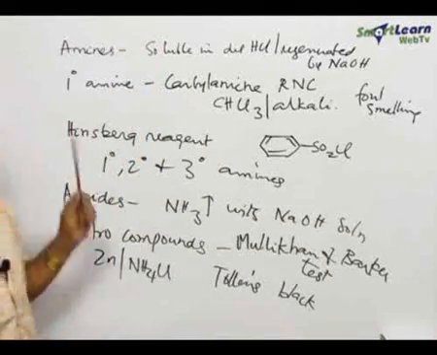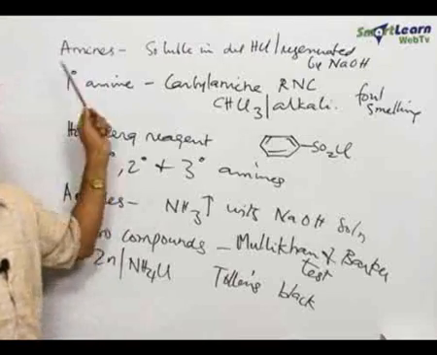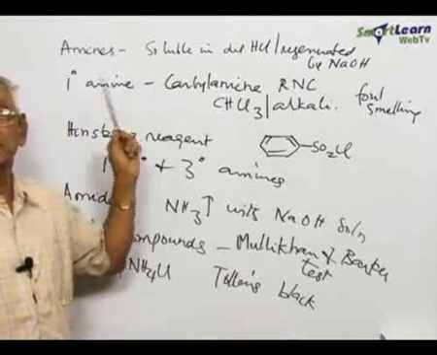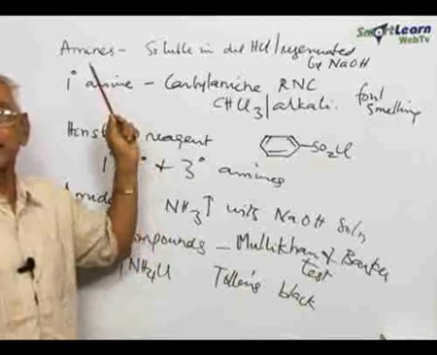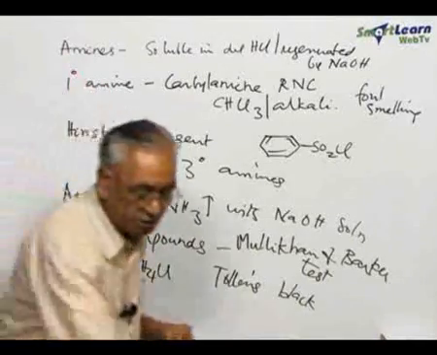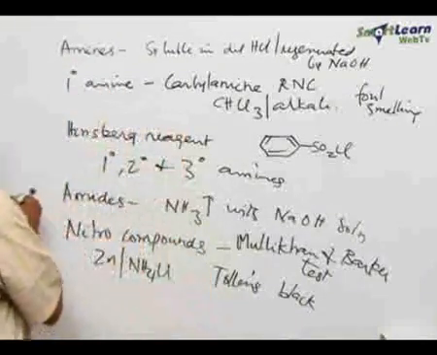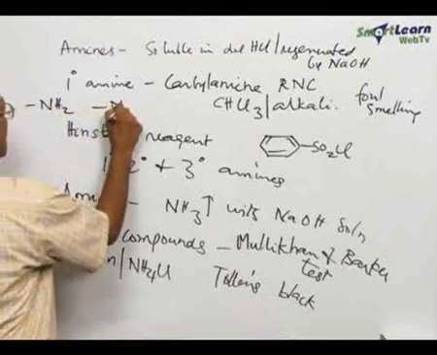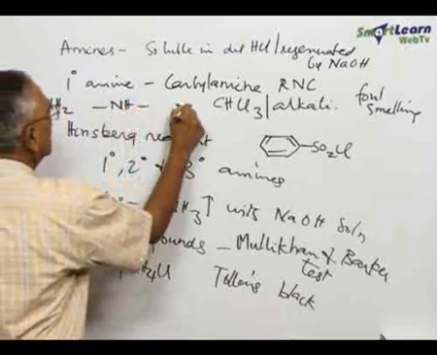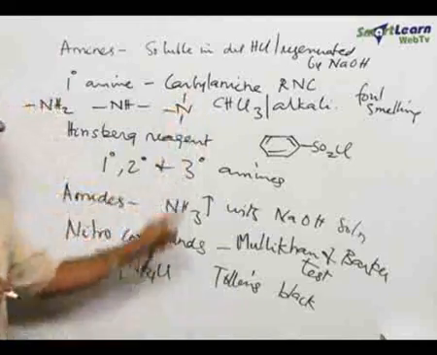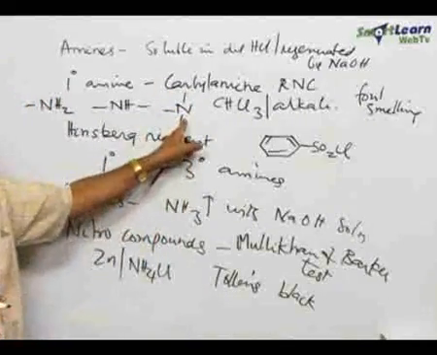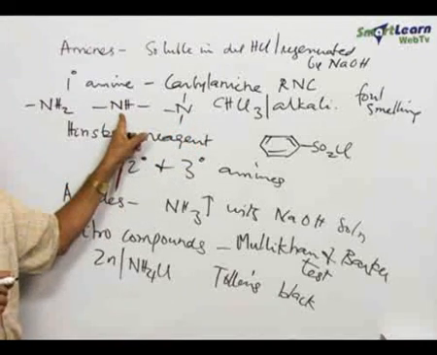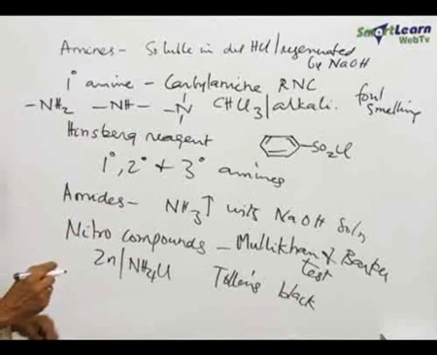Amines can be of three different types: primary, secondary and tertiary amines. A primary amine is one which contains an NH2 group. A secondary amine is one which contains an NH group, and a tertiary amine is one which contains only an N to which three different groups are attached. So if this group is present, it is a tertiary amine. This is a secondary amine, and this is a primary amine.